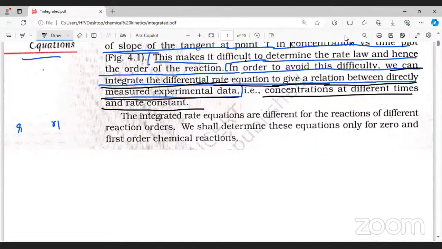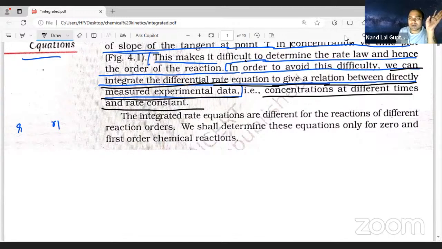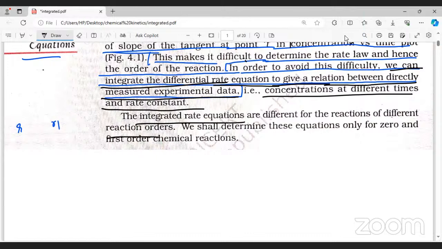See here another thing. The integrated rate equations are different for reactions of different reaction order. So for zero order, the integrated rate equation will be different. For first order it will be different, for second order different.